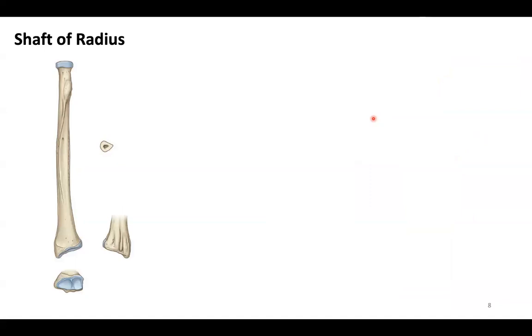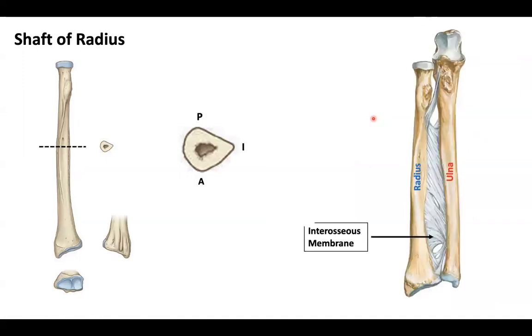When we see the shaft of radius, like ulna, in transverse section radius is also triangular. It has three borders: anterior, posterior, and interosseous border. The interosseous border is for the attachment of the interosseous membrane.